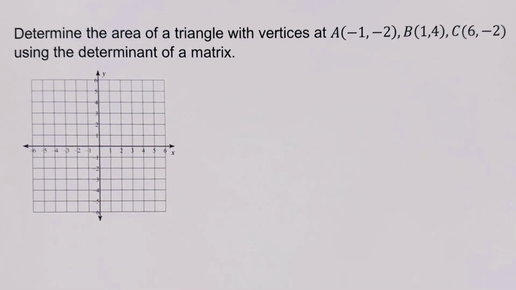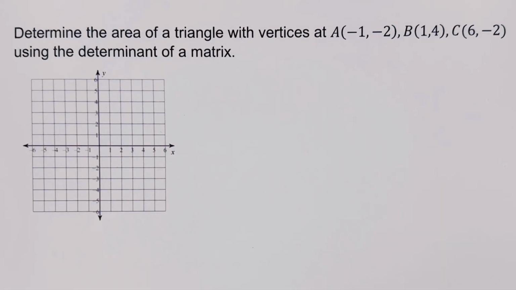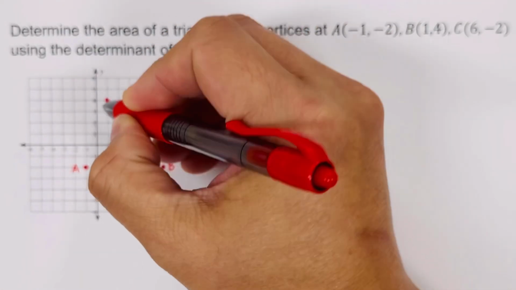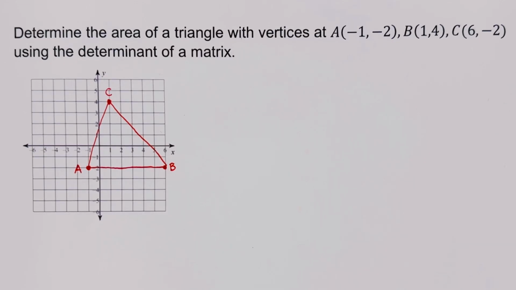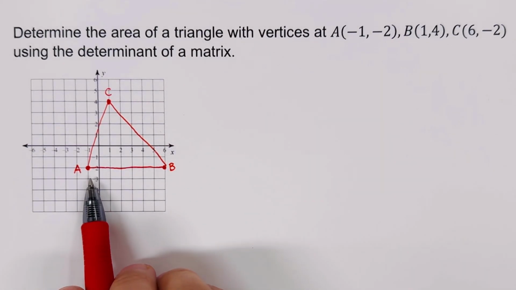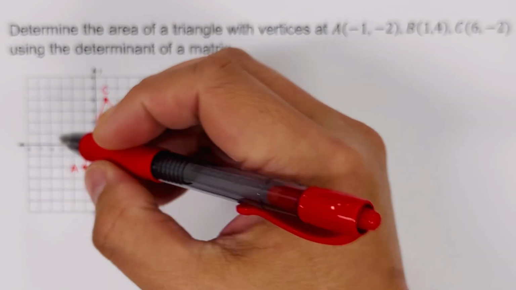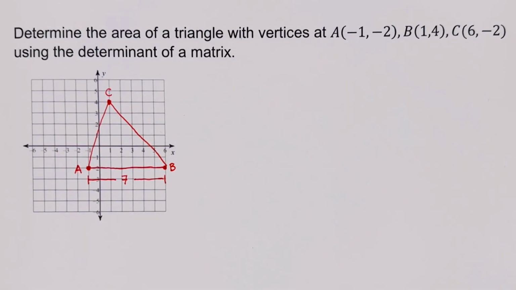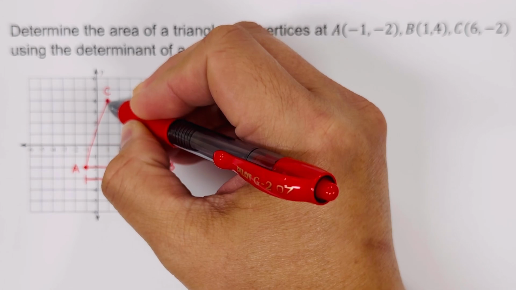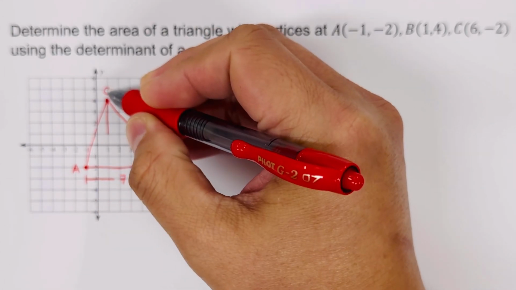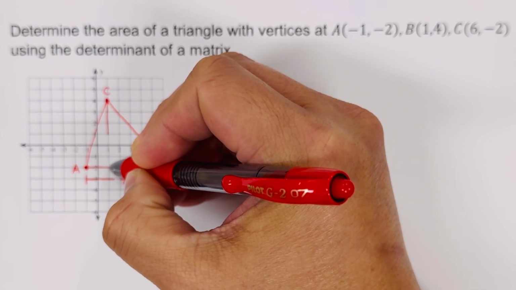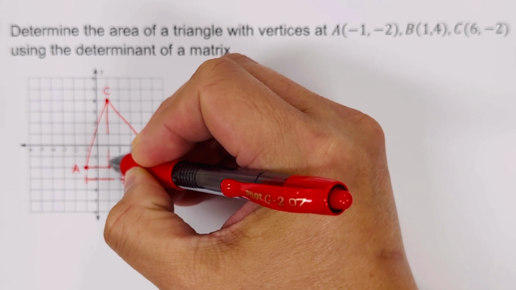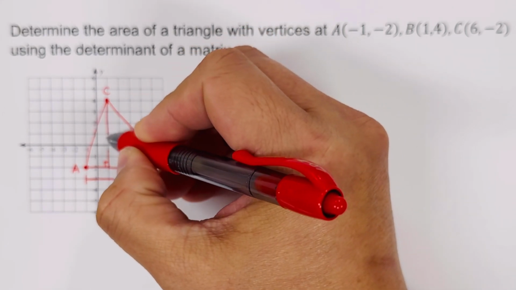I'm going to go ahead and sketch this triangle on this coordinate plane up here. Looking at this triangle, we can say that the base of this triangle is 7. The height of this triangle, that means the line that goes from one of the vertices to the other side forming a right angle, is 6 units.